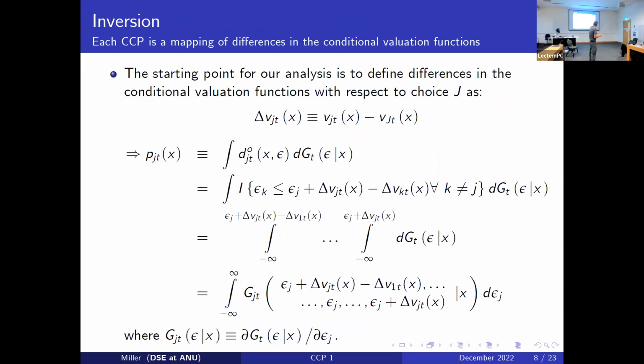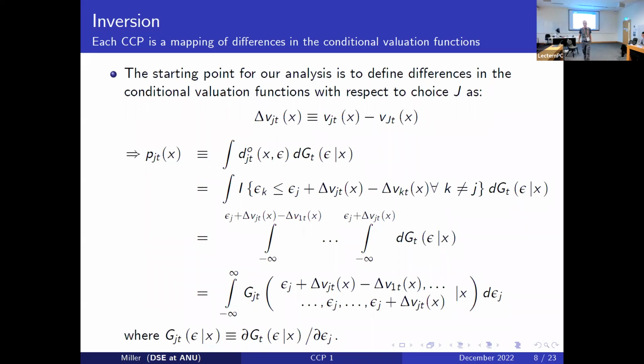So the starting point for this analysis is to define differences in the conditional value functions. Think about what's really being solved here. Maybe I have it on the board, I should. You've got an epsilon associated with a particular action. You've got a conditional value function associated with that. You're going to choose the biggest one of those.